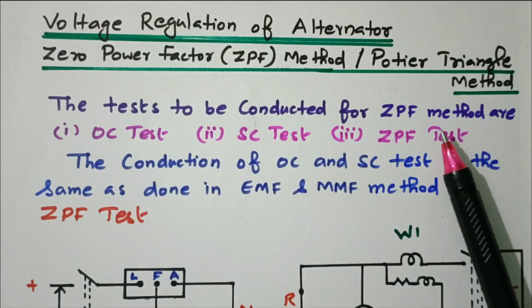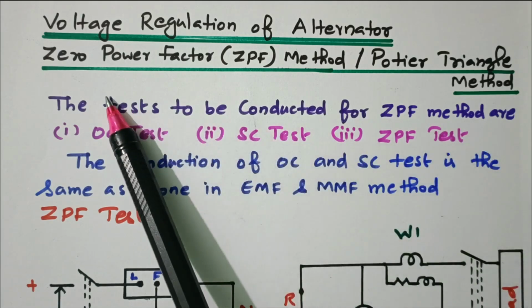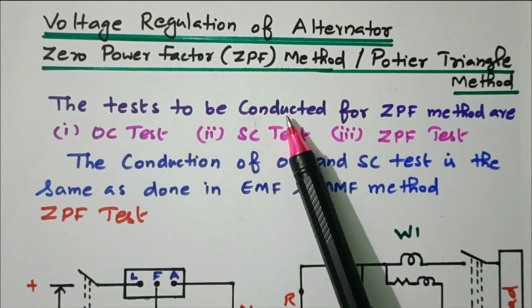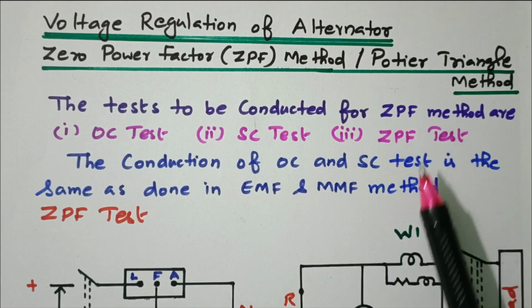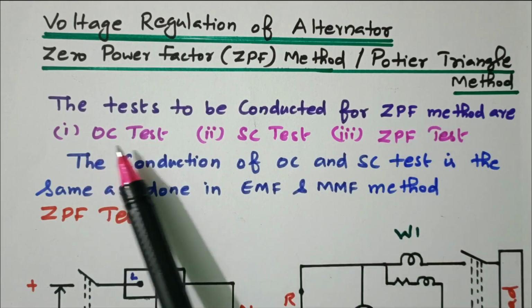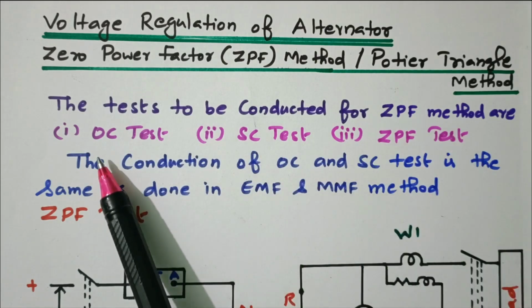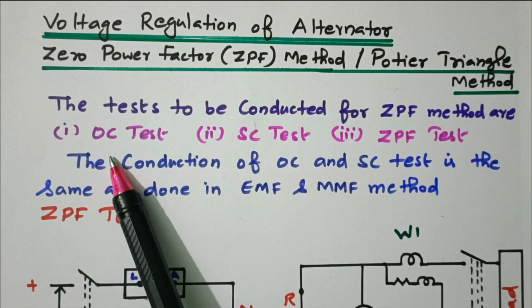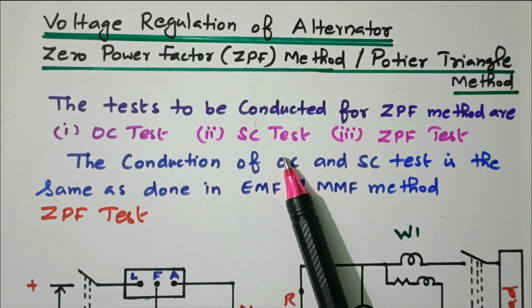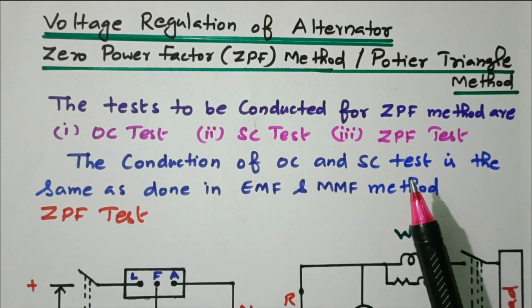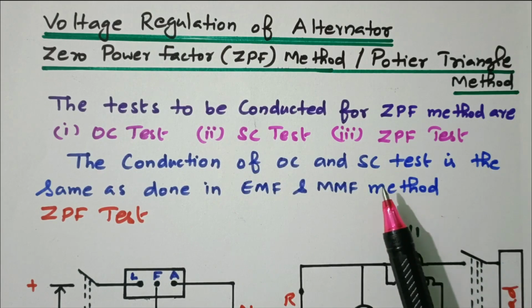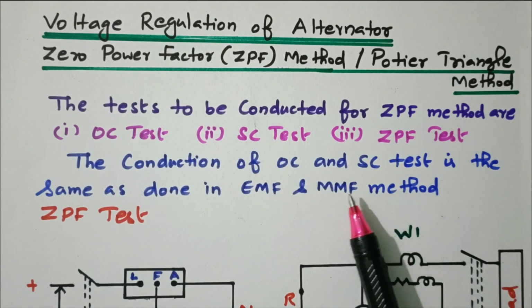Now we'll go to the topic. Zero power factor method, voltage regulation or Potier triangular method. The tests to be conducted for the ZPF method are, first, the OC test, open circuit test, short circuit test, SC test and ZPF test. So from these three tests we are able to find the voltage regulation.